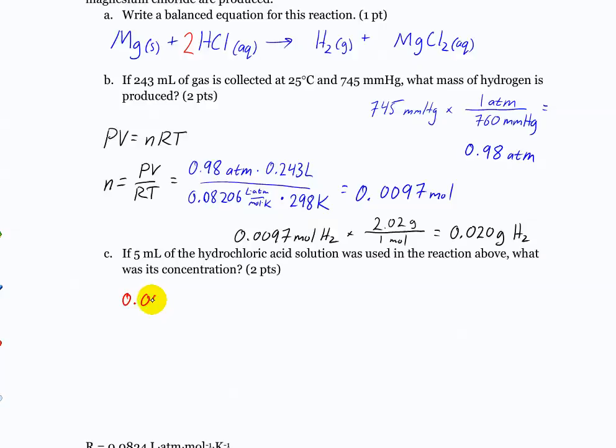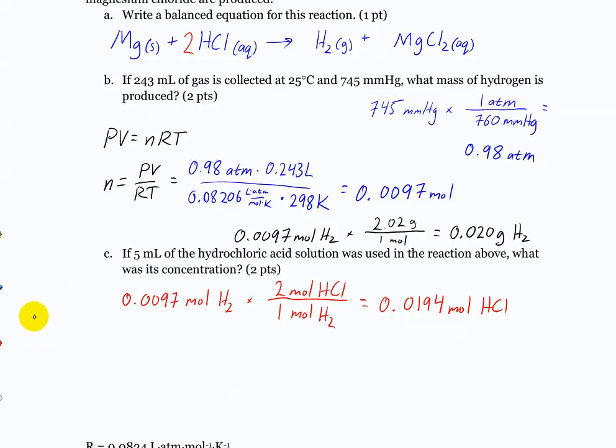Twice as much, right? So it's 0.0097 moles of hydrogen times 2 moles of HCl per 1 mole of hydrogen. That's our molar ratio. And that's going to be 0.0194 moles of HCl. All right.